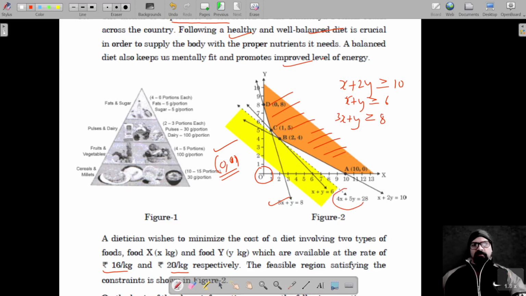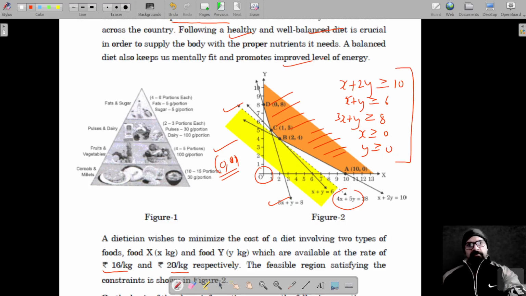We will not consider this because this was plotted to find the common region between these two planes 1 and 2. So our given constraints are these, including x is greater than equal to 0, y is greater than equal to 0. So these are the constraints for the feasible region: x plus 2y is greater than equal to 10, x plus y is greater than equal to 6, 3x plus y is greater than equal to 8, x is greater than equal to 0, for the first part.